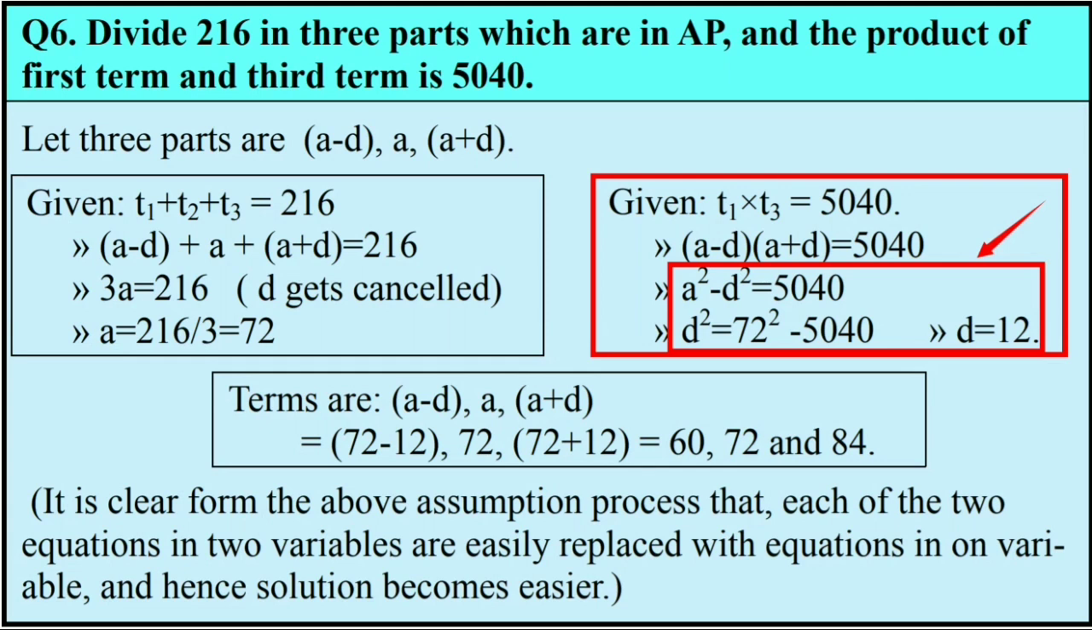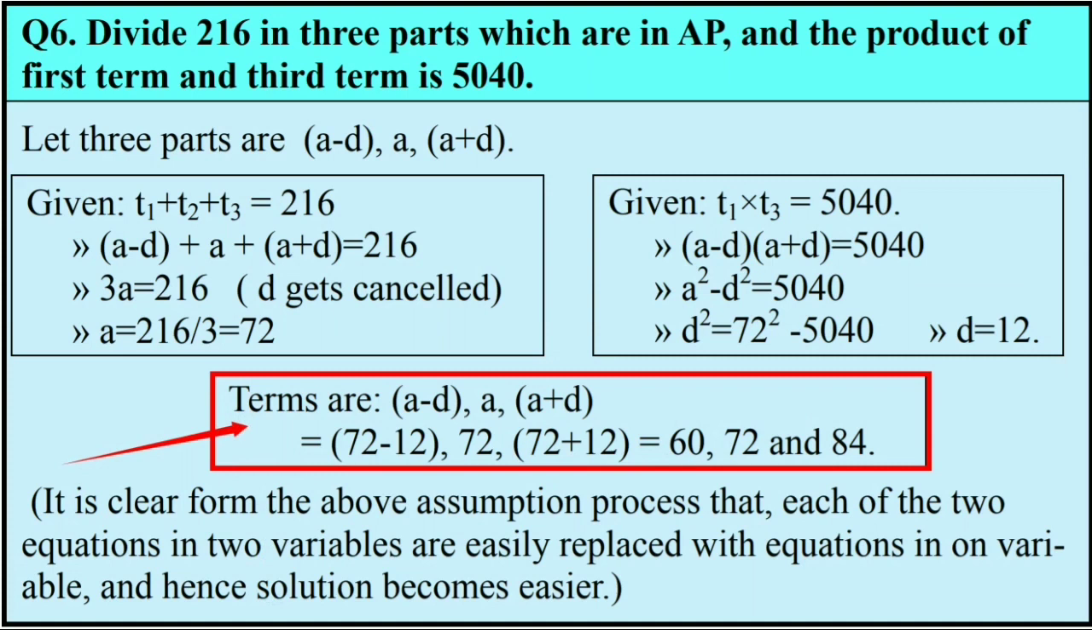We find A square minus D square is equal to 5040, and hence D square is equal to 72 square minus 5040, because the value of A we obtained is 72, and finally the value of D is 12. Now we have the value of A, that is 72, and the value of D, 12. Hence the third block: let's see the terms of the AP we had assumed, A minus D, A and A plus D.